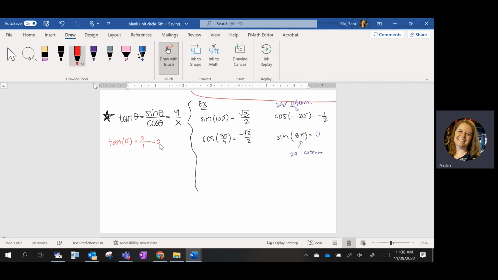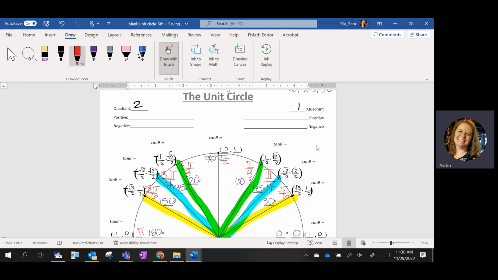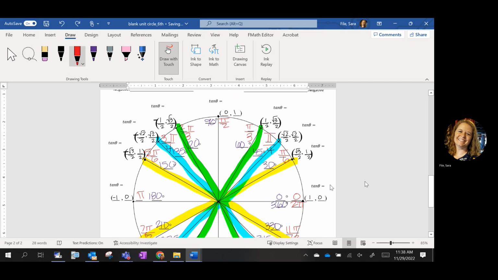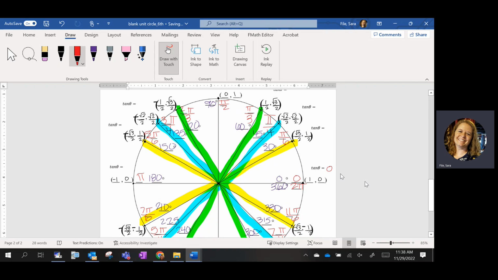Yeah, 0 divided by anything is just 0. So I can fill that in on my unit circle. So tangent is 0. Oh, nope, I wrote that in the wrong spot. Don't do that. We set it 0. Can you look at your unit circle and tell me where else tangent must be 0? At what other angle? At 180 or pi, because that would again be 0 divided by -1. Still be 0, right?